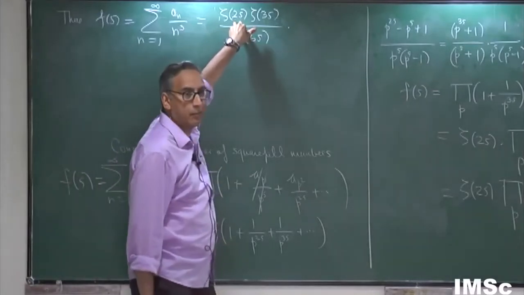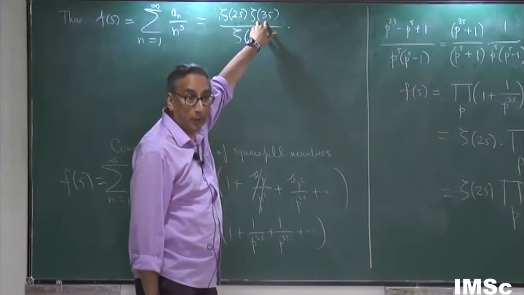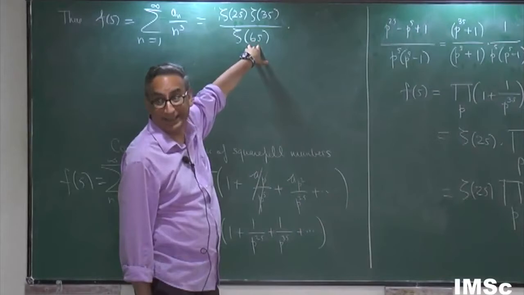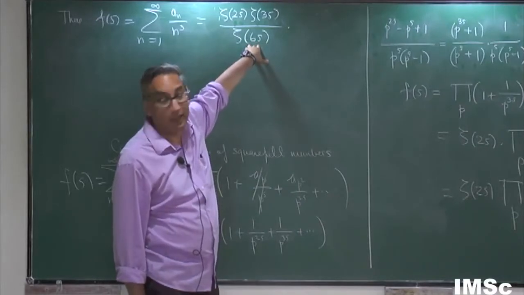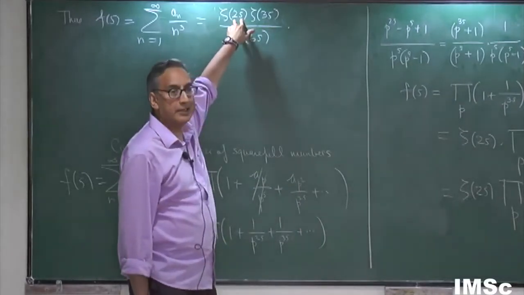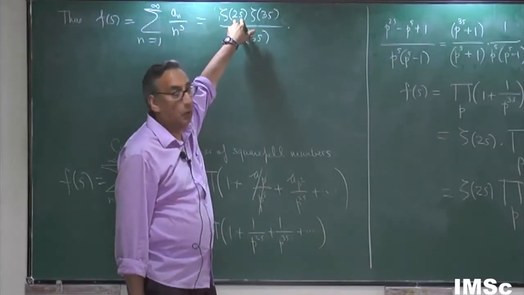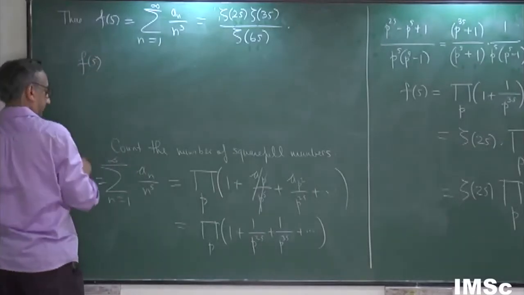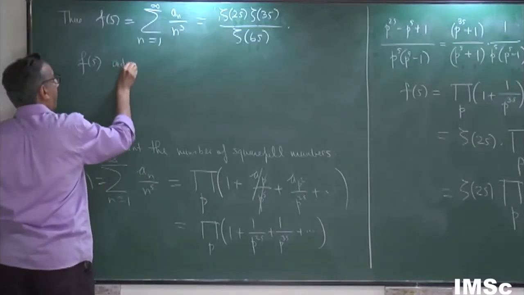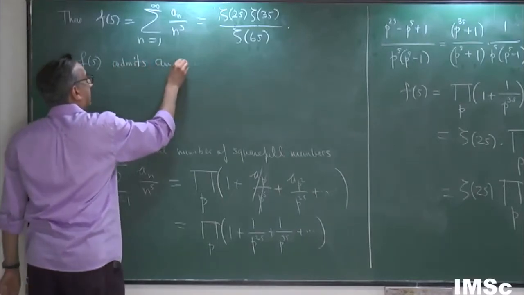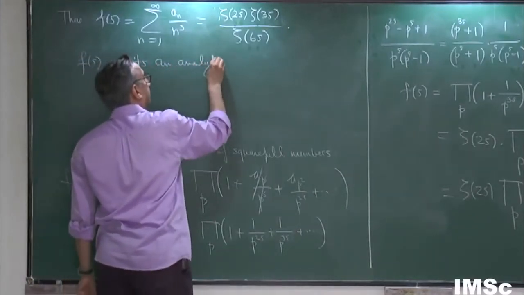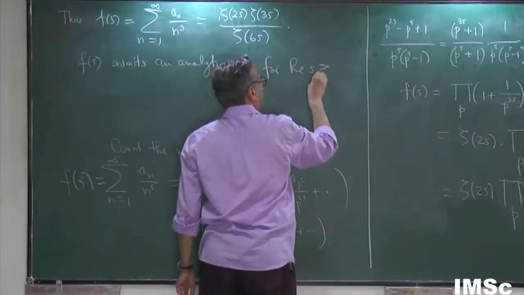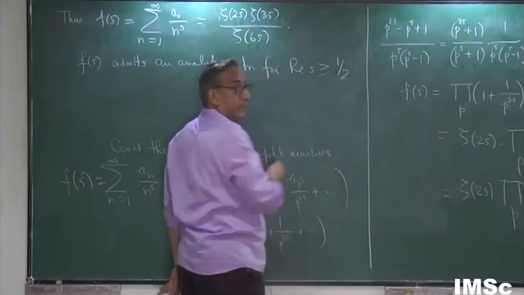So this guy's got a pole at a half. This guy's got a pole at a third. This guy's got a pole at a sixth. Or sorry, it has a 0 at a sixth. It's on the denominator, right? It's got a 0 at a sixth. But I don't care. The first guy seems to be a half. So I can assert f of s admits an analytic continuation for real part of s bigger than or equal to a half, except at s equals a half.